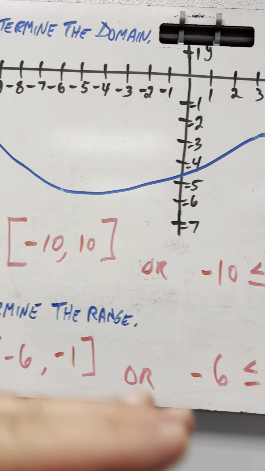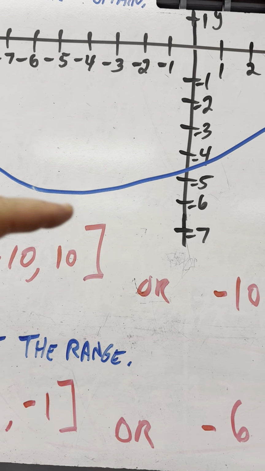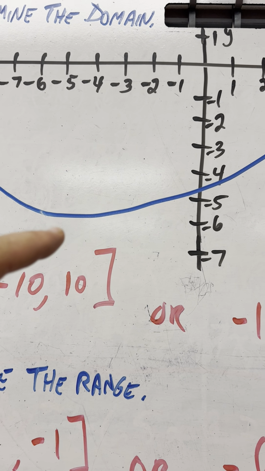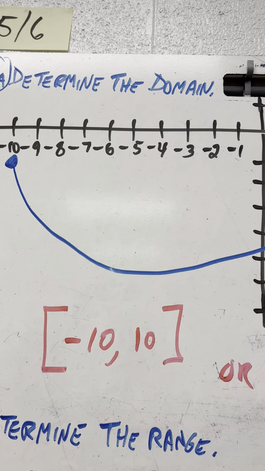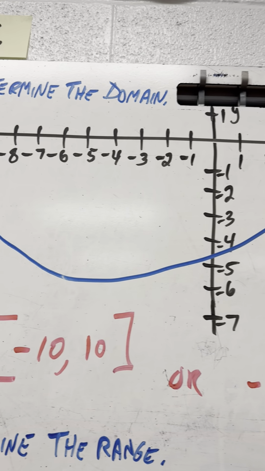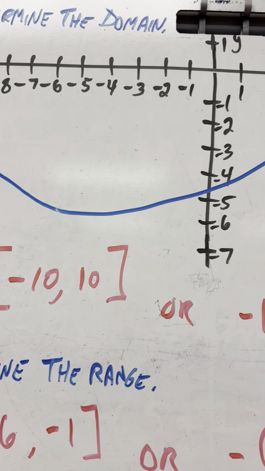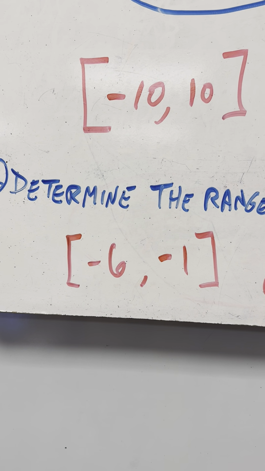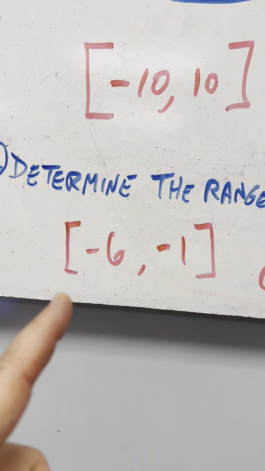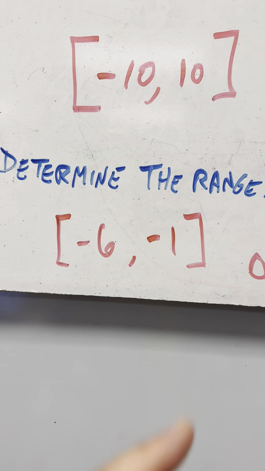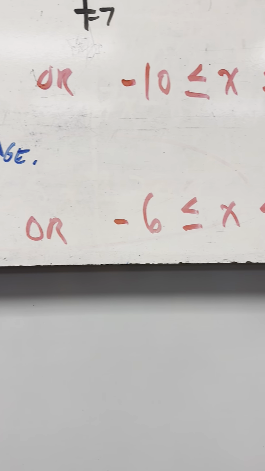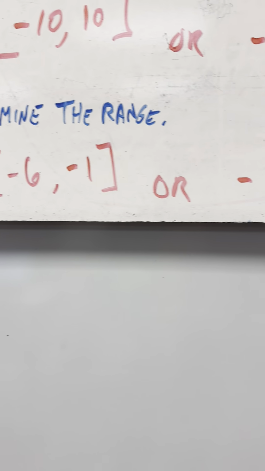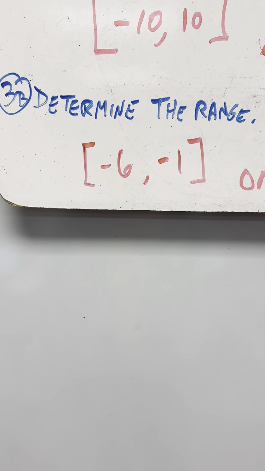The range, the y values: what's the lowest level here? The lowest level is going to be negative 6, if I drew this well. And then the highest level is going to be negative 1. Since it's a solid line, it's included. I'm going to tell you what I mean by included in the next problem. So bracket, negative 6, comma, negative 1, bracket. Or negative 6 is less than or equal to y is less than or equal to negative 1. So when it's included, you're going to have a bracket.